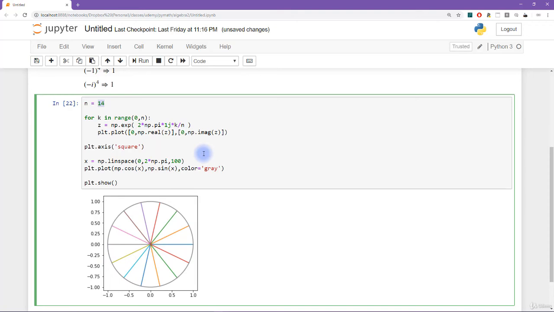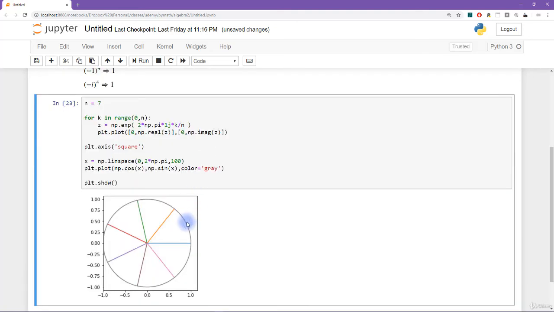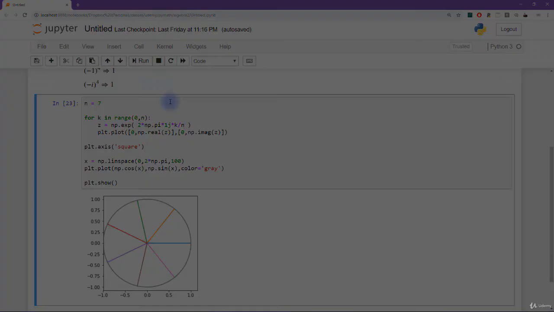So we can try this for, how about 7? So now it turns out that all 7 of these lines are equally far apart from each other. So that means if this were a pizza and you cut this into 7 slices, then using the 7 roots of unity will give you exactly equally spaced slices.